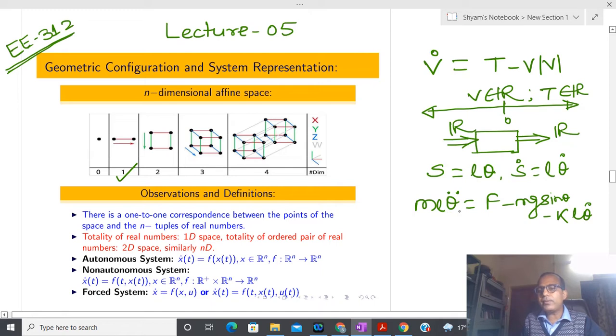After that I can again represent this system by taking theta equal to theta 1, which is called the state space representation. Today we are going to try to understand the state space representation in a deeper fashion. So theta 1 dot equals theta 2, and theta 2 dot is nothing but f by ml, minus g by l sin theta, minus k by m theta dot.